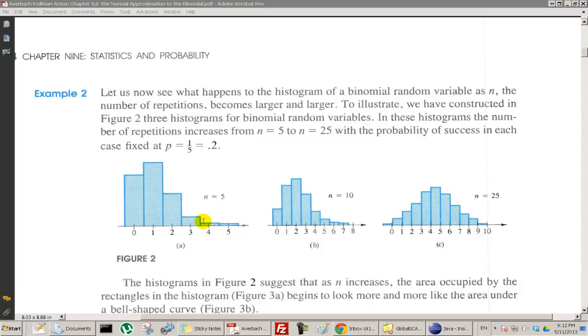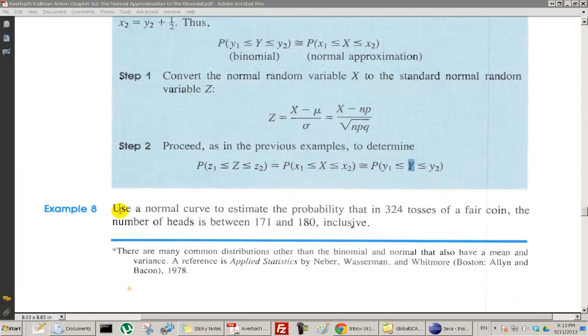And even when n equals 10, it doesn't look so good, right? It doesn't exactly look normal. But when n equals 25, it really does start to look like a normal random variable. So maybe when n is equal to 25, we could do this approximation. So we have to think about when this approximation is good. But before we do that, let's just take a quick look at this example 8.